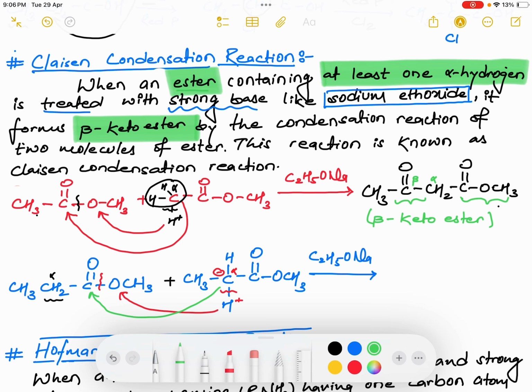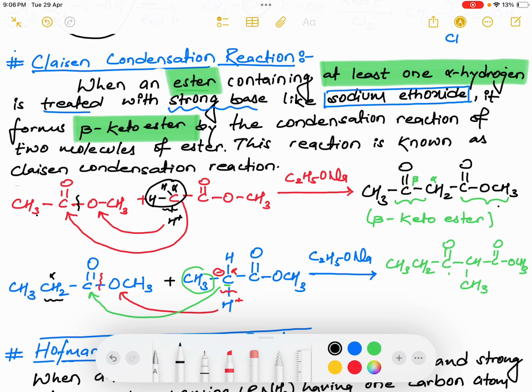Okay. So the product formed will be like CH3, CH2, C double bond O, and here it is CH. Okay. And then you are having C double bond O, O, CH3. And in this carbon, you have the CH3 as well. So I am writing it right here, CH3.